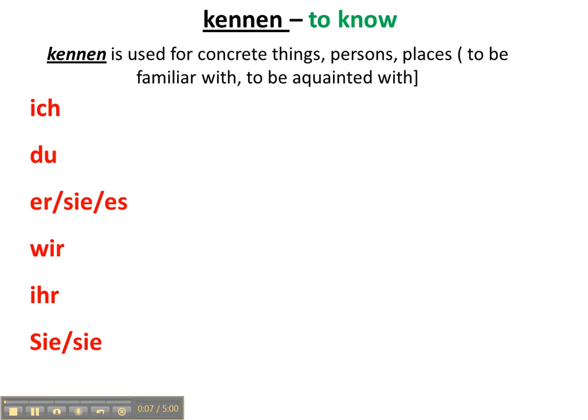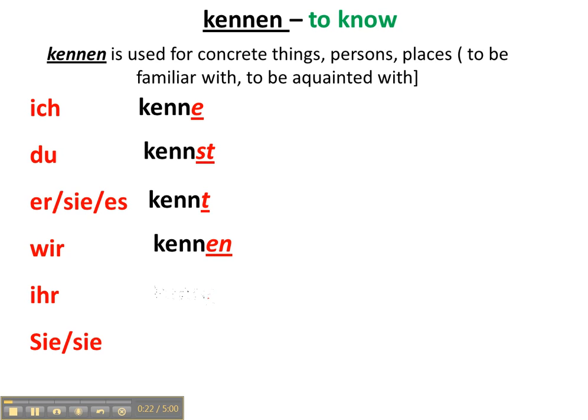Today we're going to talk again about the verbs kennen and wissen, both of which mean to know. Kennen is used for specific things, people or places, and it means basically to be familiar with or be acquainted with. So it acts like a regular verb. Ich kenne, du kennst, er kennt, wir kennen, ihr kennt, sie kennen.